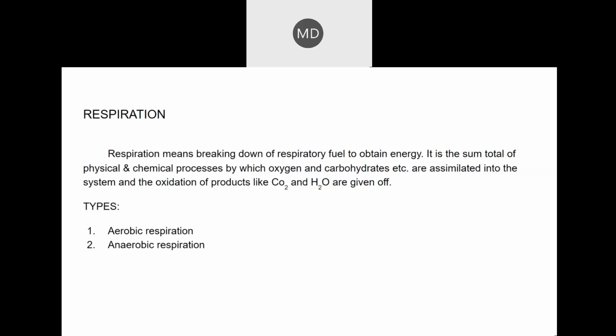Okay. So now there is a thing known as respiratory fuel. As you can see in this first line, respiration means breaking down of respiratory fuel. So what is this respiratory fuel? Can anyone tell me? Have you heard the term glucose? Yes, ma'am. Yes, so that respiratory fuel is nothing but glucose. Okay, so how do you get glucose? Where do human beings, or our body, get glucose from?